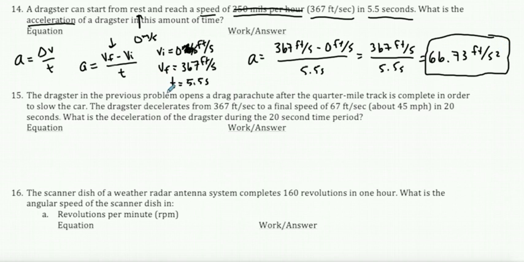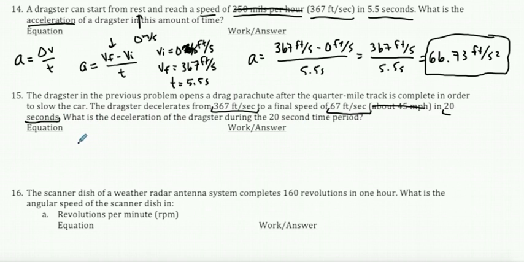So the dragster in the previous problem opens up a drag parachute. So that's the little parachute that flies out behind the car after the quarter-mile track is complete in order to slow the car. So the dragster decelerates from 367 feet per second to a final speed of 67 feet per second. And so we need these numbers. Okay, and forget about that because remember, we don't need miles per hour. In 20 seconds, so I have a time value there. So what's the deceleration of the dragster during the 20-second time period?